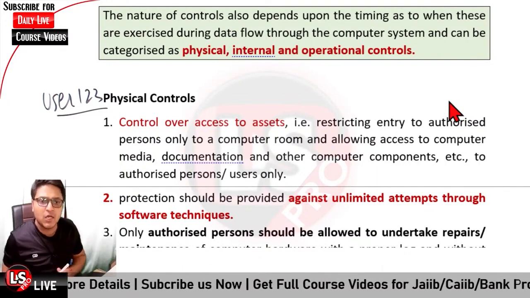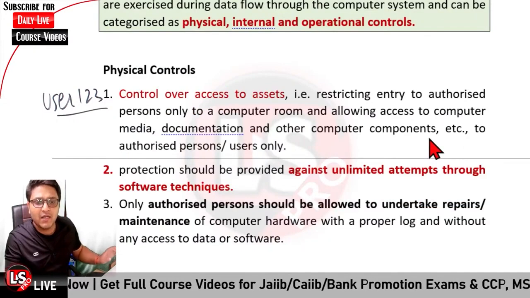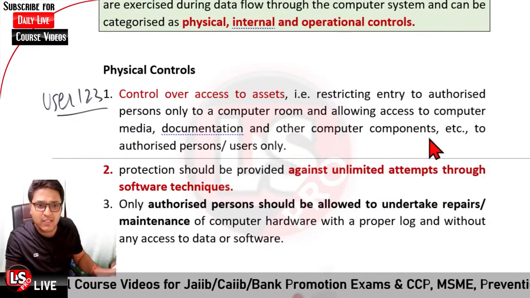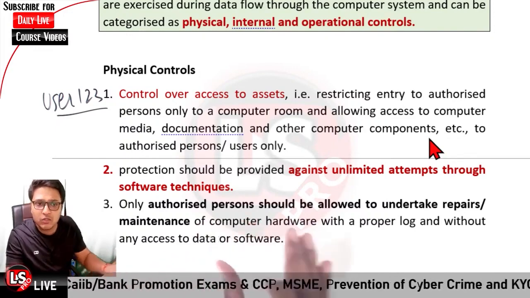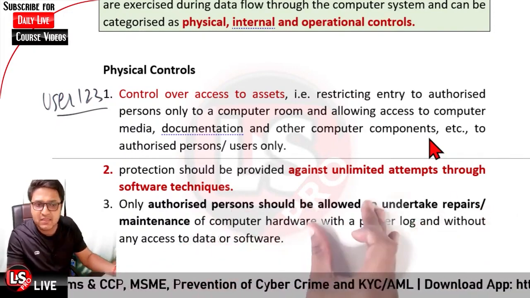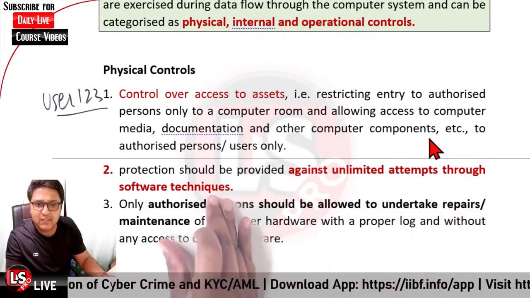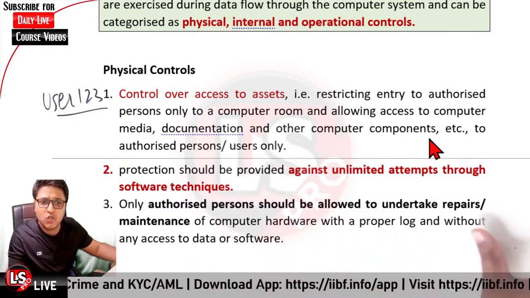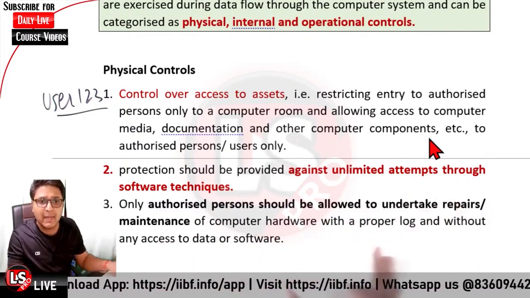Okay, and further, only and only an authorized person should be allowed to undertake repairs and maintenance. It is very much important that only authorized persons should be allowed to undertake repairs and maintenance, because it could be the case that at the time of the repair or maintenance, some malafide program may be installed by the person itself so as to alter the data, so as to tamper the data.